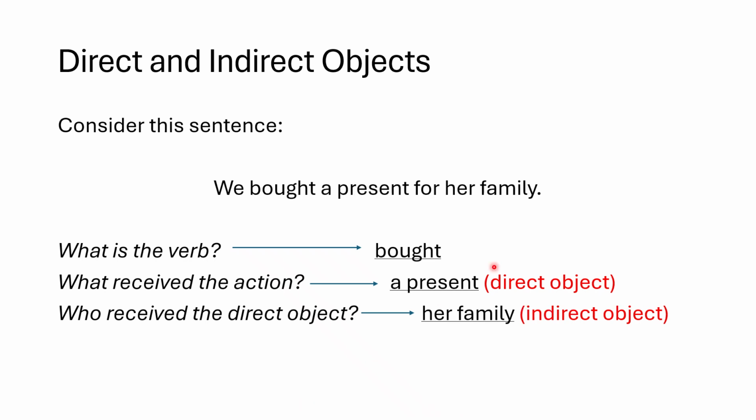Consider this sentence. We bought a present for her family. What is the verb? Bought. What received the action? A present. This is the direct object. Who received the direct object? Her family. This is the indirect object.